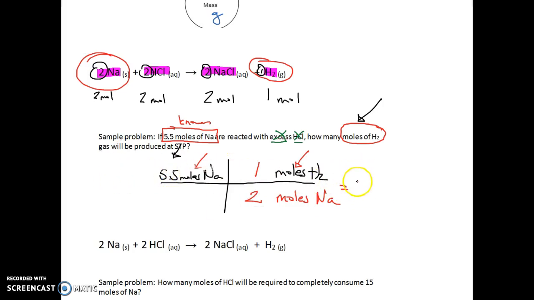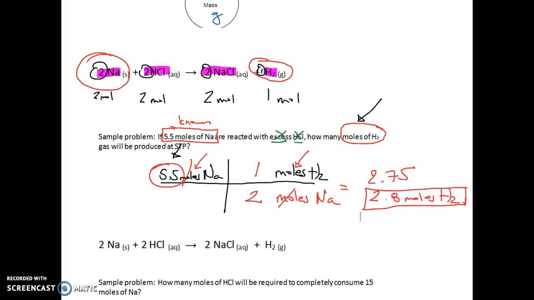We're going to still do the same thing as we did before. We're going to multiply straight across the top, 5.5 times 1, and then we're going to divide that by 2. Okay, and 5.5 divided by 2 gives us 2.75. We have to look at the number of our sig figs. So we have 2 sig figs given here. So this is 3 sig figs. I'm going to go ahead and round this off to 2.8. And then the unit that we're going to be left with is moles of H2, and that's how many moles of H2 get produced. So that's our first problem.